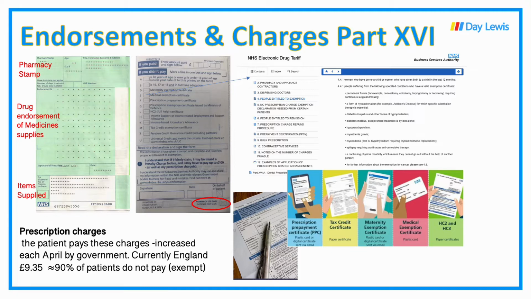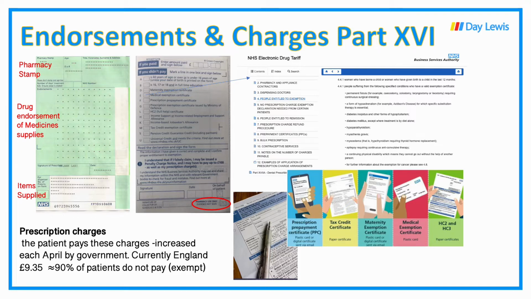And then you have the items supplied, so this will reflect how many fees the pharmacy team will get back, okay? This is per dispensing item, how many fees will be allocated to the pharmacy. On the reverse side, I've got an example of a dispensing token. Here is where you would now charge your patients. Currently in England, the charge is £9.35, and this is usually increased every April by the government. However, 90% of patients don't actually pay, so they are exempt.